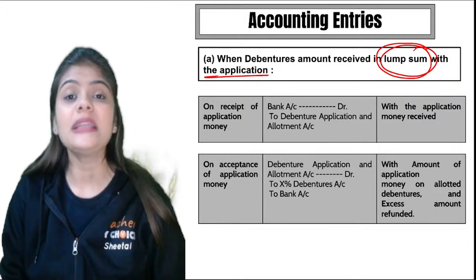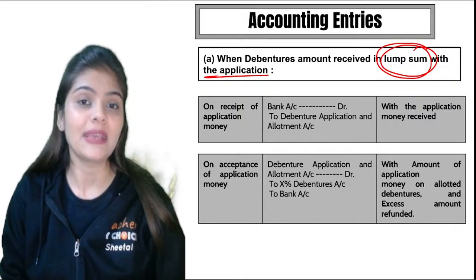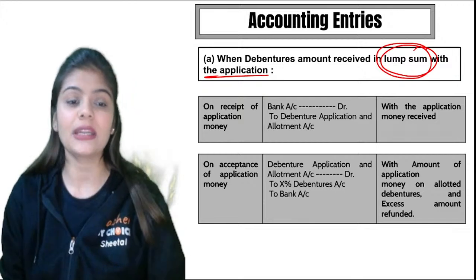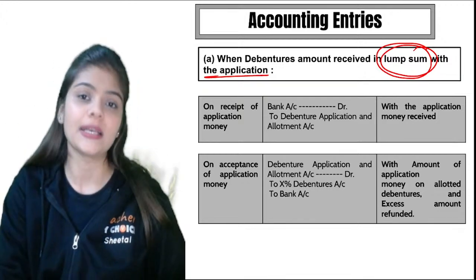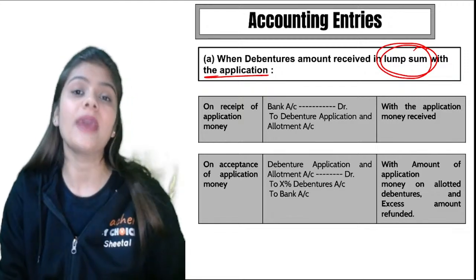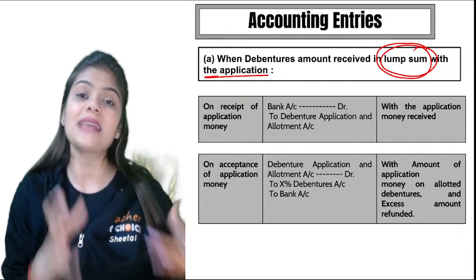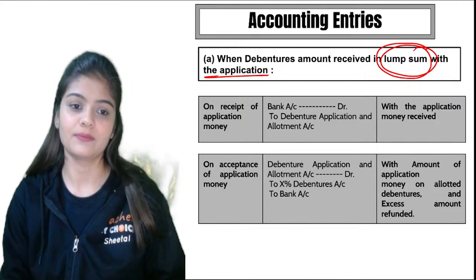The entire money is received at the time of application. 100 के 100 रुपए application के टाइम पे आ गए, इसलिए भी आपने application and allotment साथ में लिखा है. That's why we have written it together. Because सारा का सारा पैसा एक ही टाइम पे आ गया.